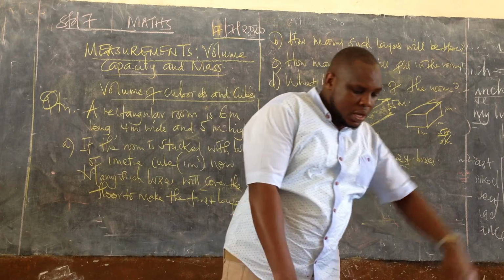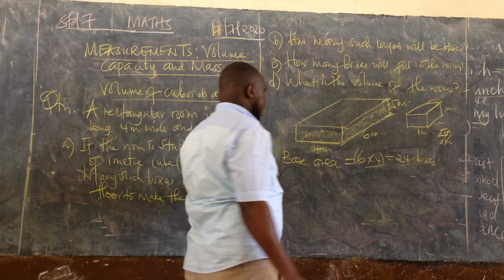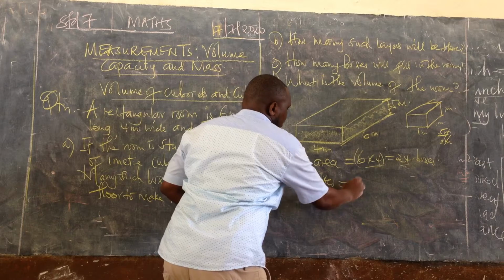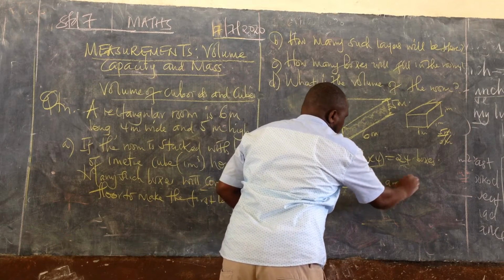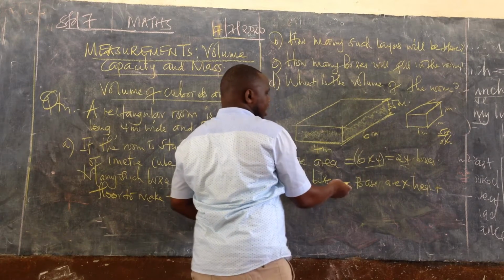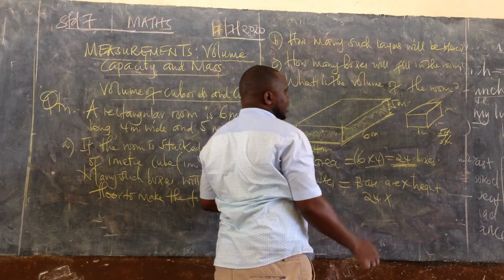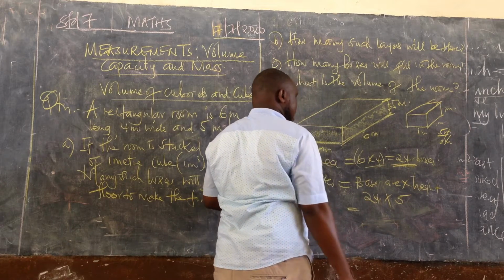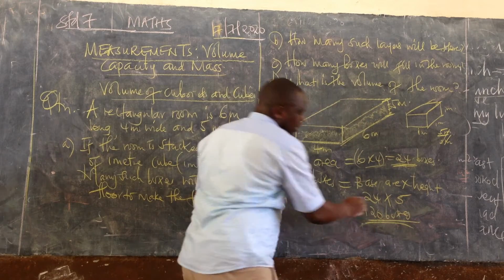Then number 3. Find the total number of boxes that will fill the room. Of course, for the total boxes, you get the base area times the height. The base is 24 boxes, and on the height, there are going to be 5. That is going to give you 120 such boxes to fill the room.